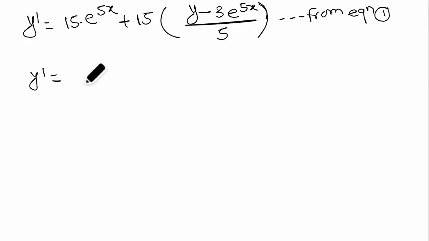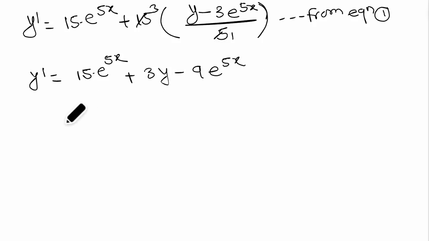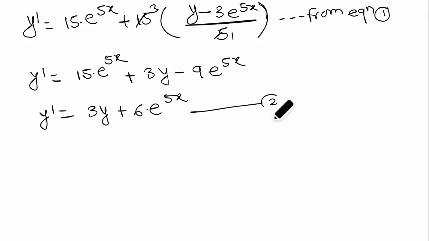So just simplify this. y dash equal to 15 into e to the power 5x, 5 1s are 1, 5 3s are 15. Simplify 3y minus 3 3s are 9 into e to the power 5x. So simplify this. y dash equal to 3y plus 15 minus 9, how much? 6 into e to the power 5x. So this is one equation. Call this equation number 2.